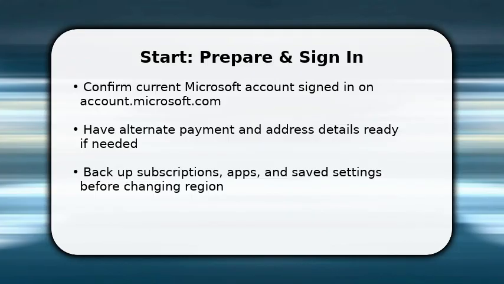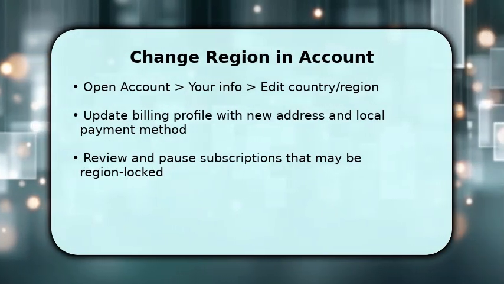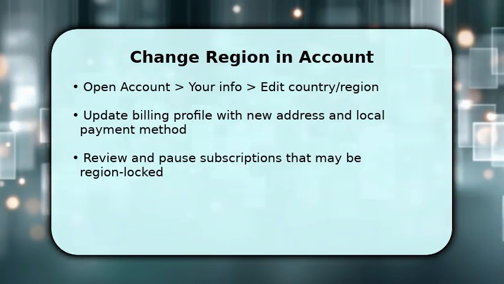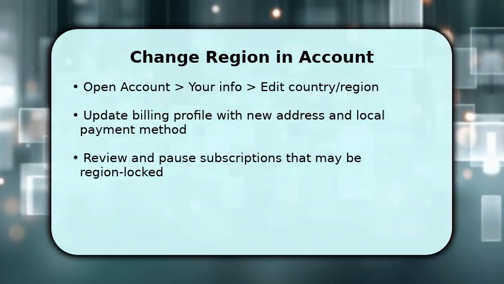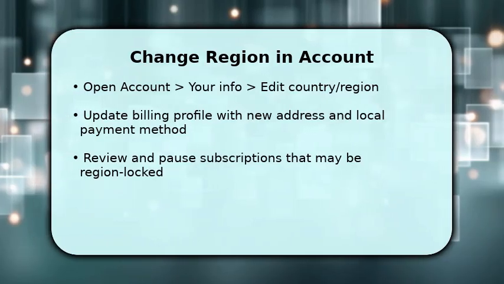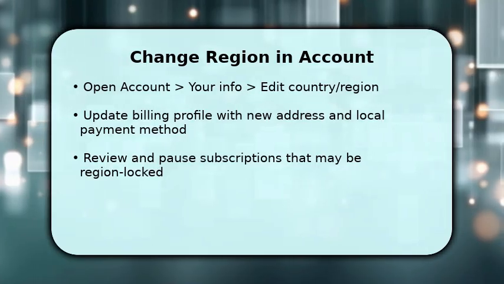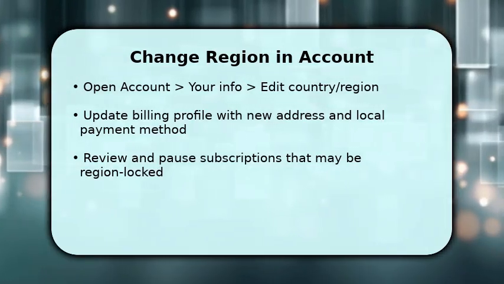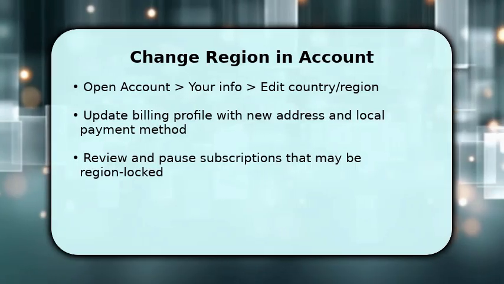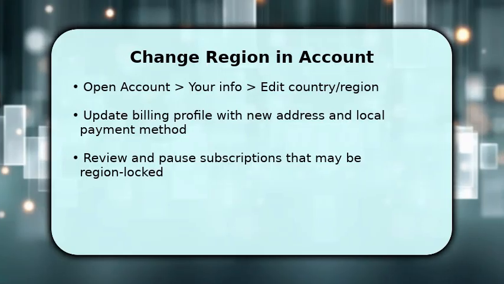Now change the region setting in your Microsoft account profile. Go to your Info or Payment and Billing, choose Edit Country/Region, and enter the new address. Confirm changes when prompted. Next, update your billing profile with a local payment method to prevent purchase failures. Cards or local payment options must match the new country. If subscriptions or apps are region-locked, make sure to cancel or pause them before switching so you don't lose access.